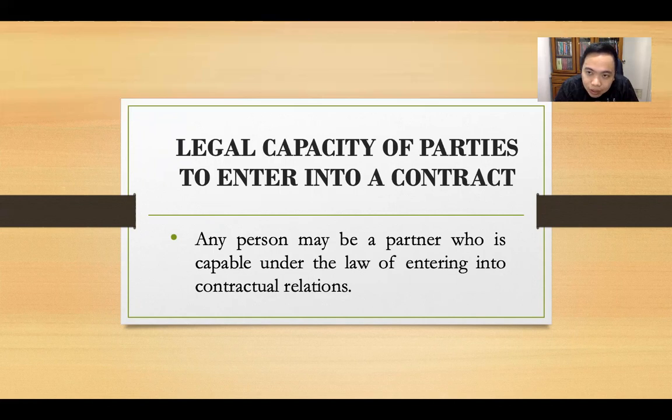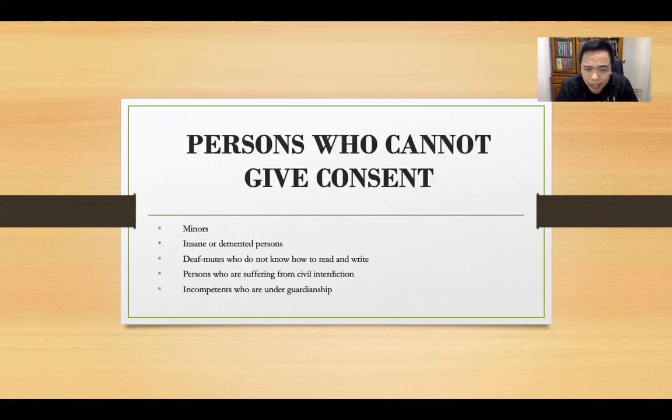Before a contract of partnership can exist, the partners must have legal capacity to enter into a contract. Now, class, there are certain persons who cannot give consent. In other words, they cannot enter into a contract. If they cannot enter into a contract, definitely they cannot form a partnership. Who are these? Minors, insane or demented persons, deaf mutes who do not know how to read and write, persons suffering from civil interdiction. Class, what is the meaning of civil interdiction?